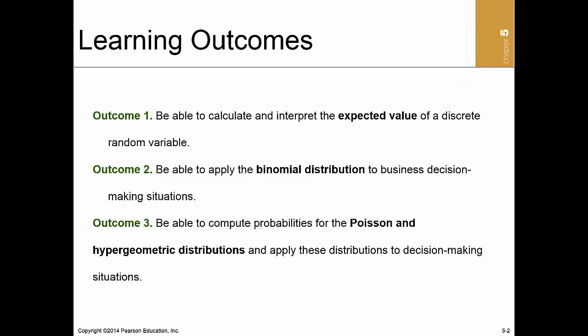Here are the key learning outcomes for Chapter 5. After this series, you should understand how to calculate and interpret the expected value of a discrete random variable, apply the binomial distribution to situations, and compute probabilities for Poisson and hypergeometric distribution for applied situations.